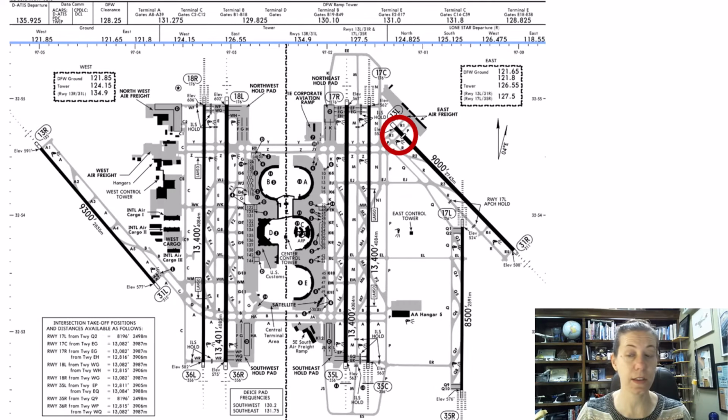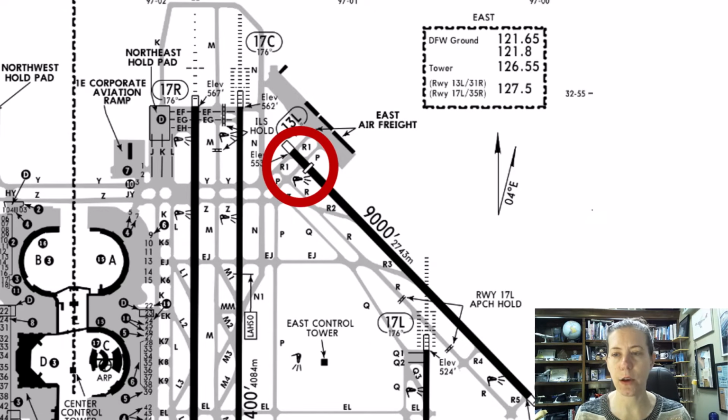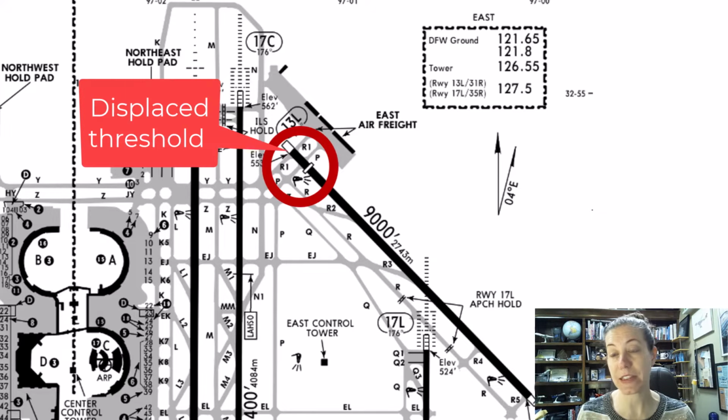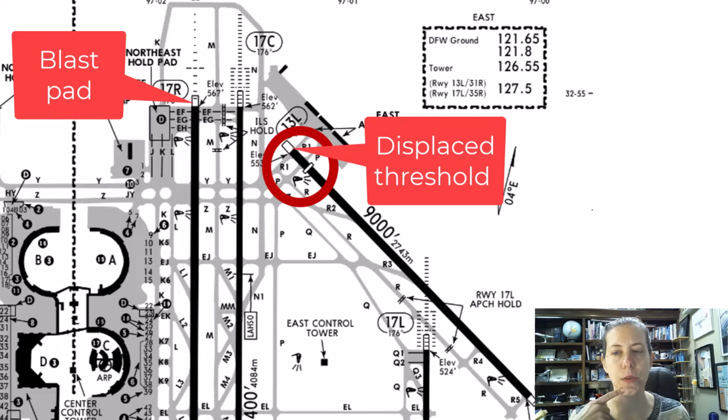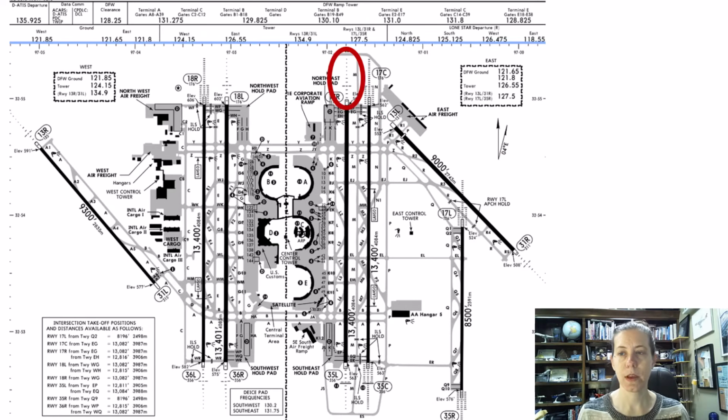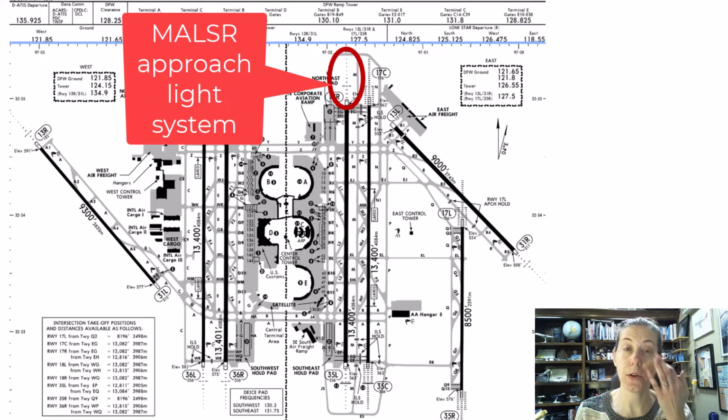This next area that I've marked is how they will display a displaced threshold. It looks a little different than the blast pad. The blast pad has little lines on it. You can see that at the end of 17 right, but here at the end of 13 left, we have a displaced threshold. Here is an example of the MALSR that I was talking about before, but I would know the differences between these runway lighting systems or approach light systems.